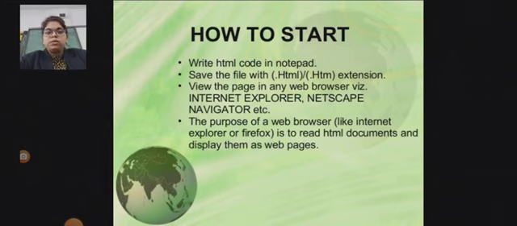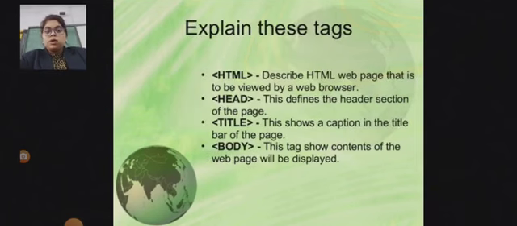In order to view the output, you can use any web browser, which can be Internet Explorer, Netscape Navigator, Chrome, etc. Once you open the browser, you can find the name of the particular file you saved earlier by clicking the open option, and the file will open as a web page. Please note, what is the purpose of a web browser here? The purpose of browsers like Chrome and Internet Explorer is to read the HTML document and display it as a web page. So this was all about how to start.